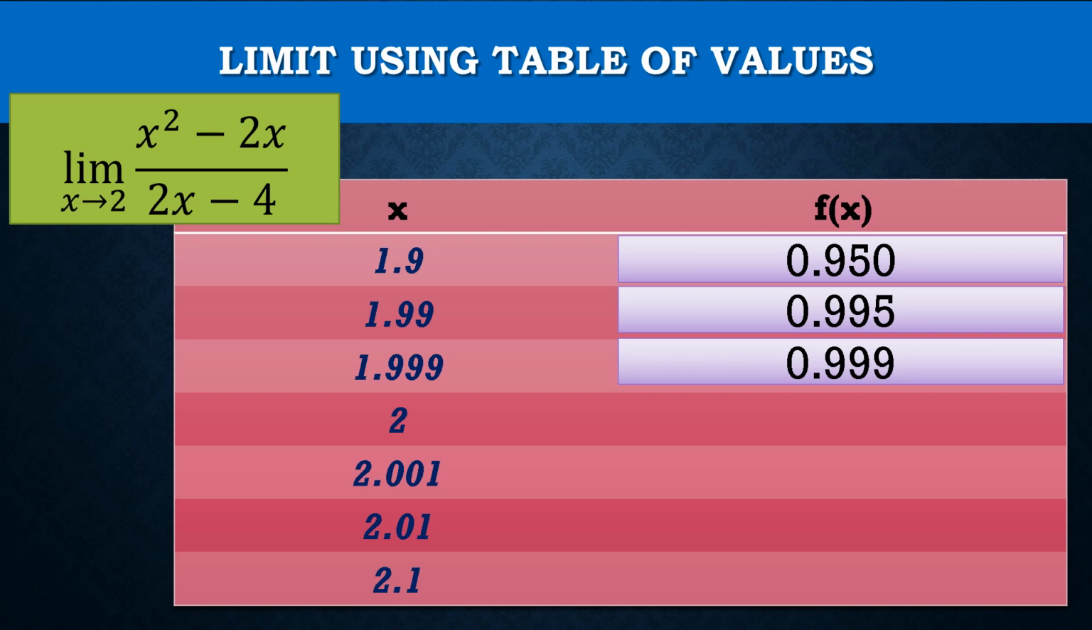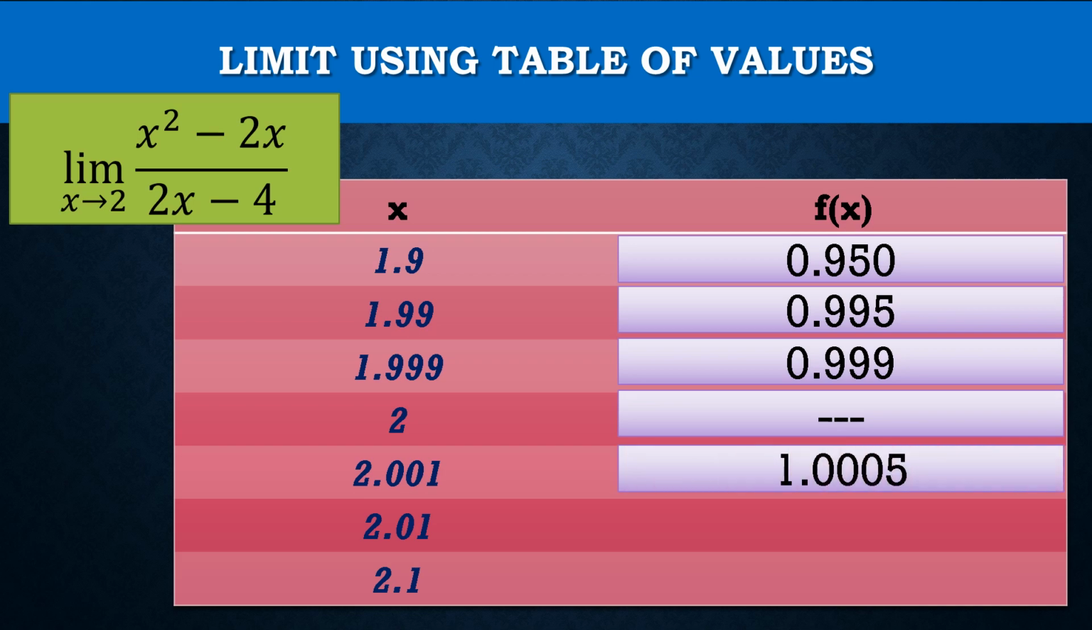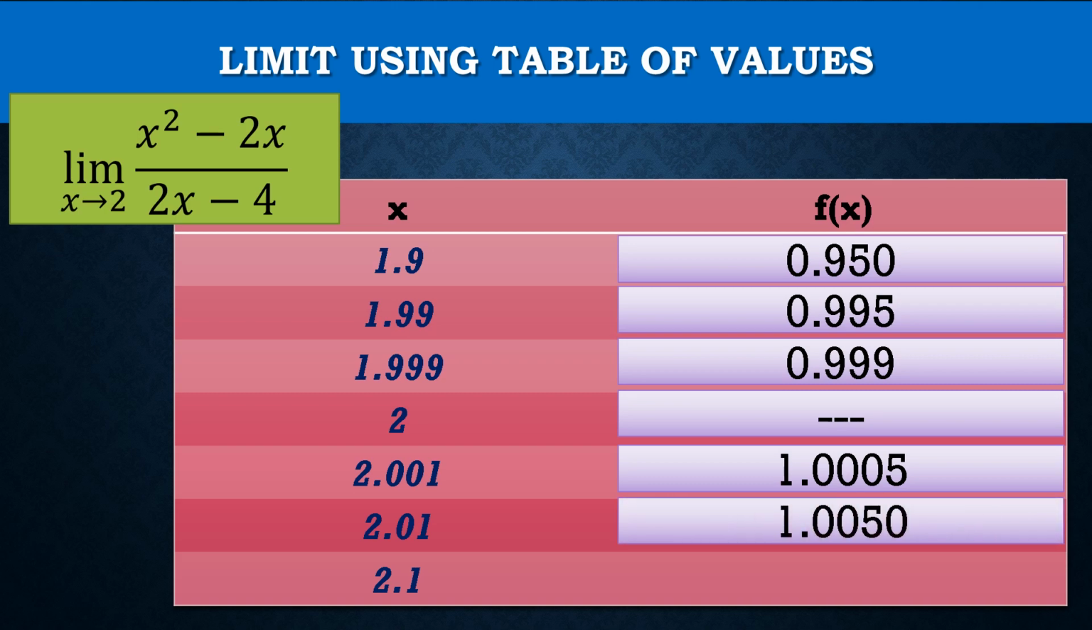So kung mapapansin natin na habang papalapit tayo sa value of your x, which is 2, yung nangyayari naman sa f of x is also approaching to something. Okay? So, alamin natin kung saan patungo talaga yung f of x if x is equal to 2. Dako naman tayo sa 2.001, 2.01, and 2.1. If x is 2.001, our f of x is 1.005. If x is 2.01, we get 1.0050. If we get 2.1 as our x, we get 1.0500.